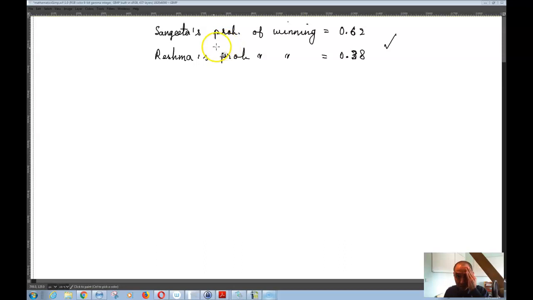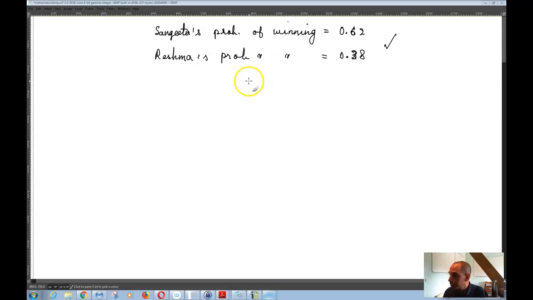since Reshma's probability of winning the game would be 0.38 and Sangeeta's probability of winning the game is 0.62, you can say that these two are complementary events, meaning that the complement of Sangeeta winning the game is Reshma winning the game. Although, again, if you want to think about it, probably it wouldn't make sense, but logically it is correct. So now let's take a look at the solution here.